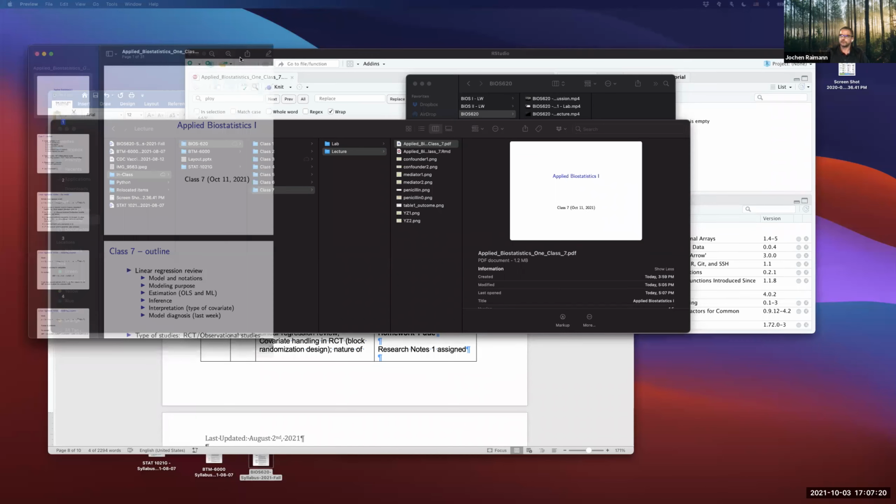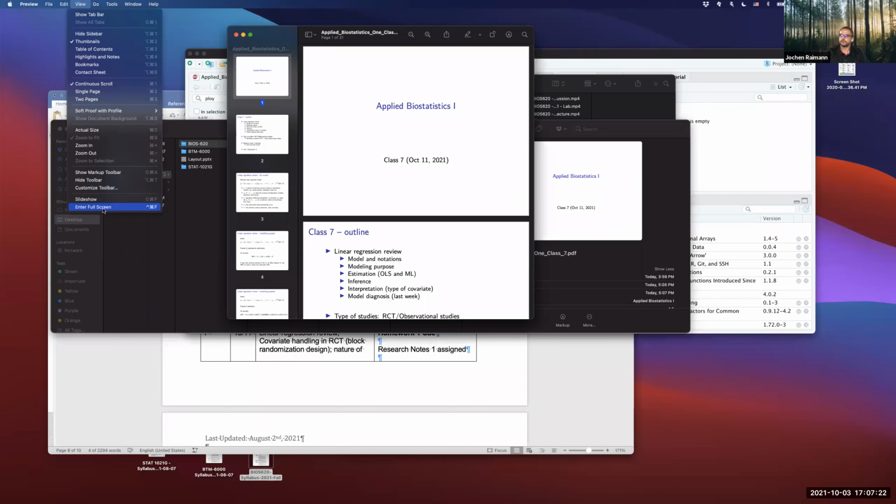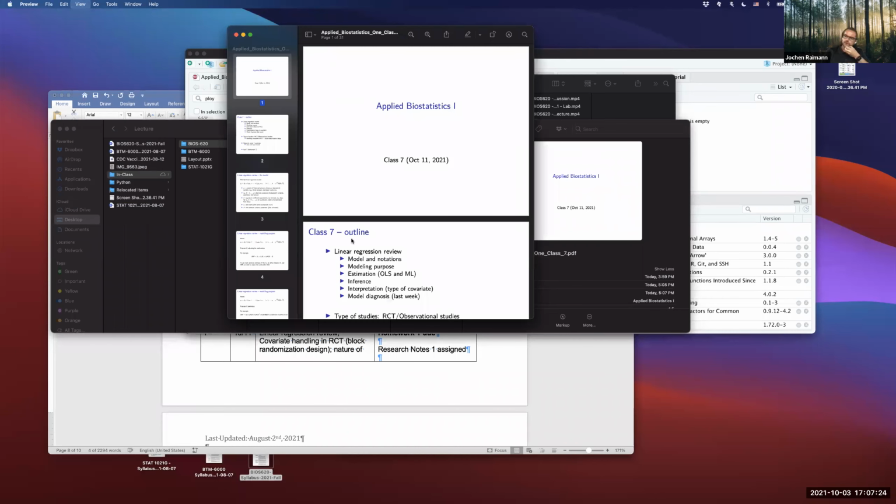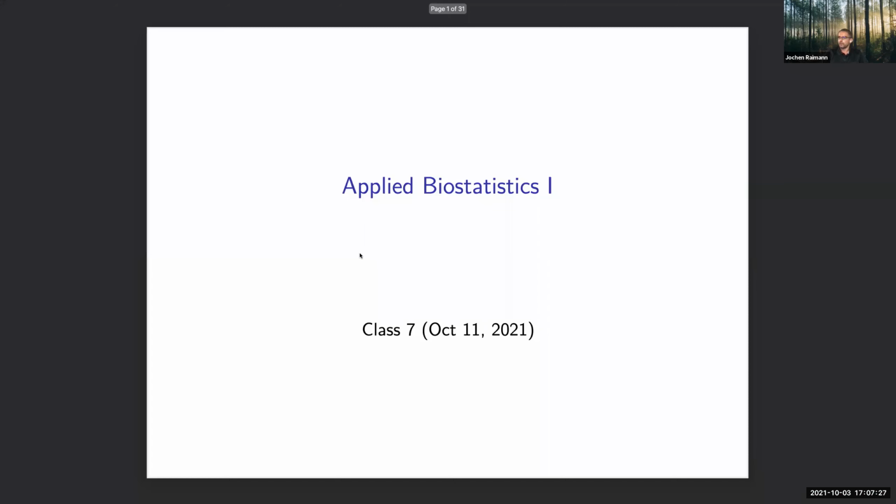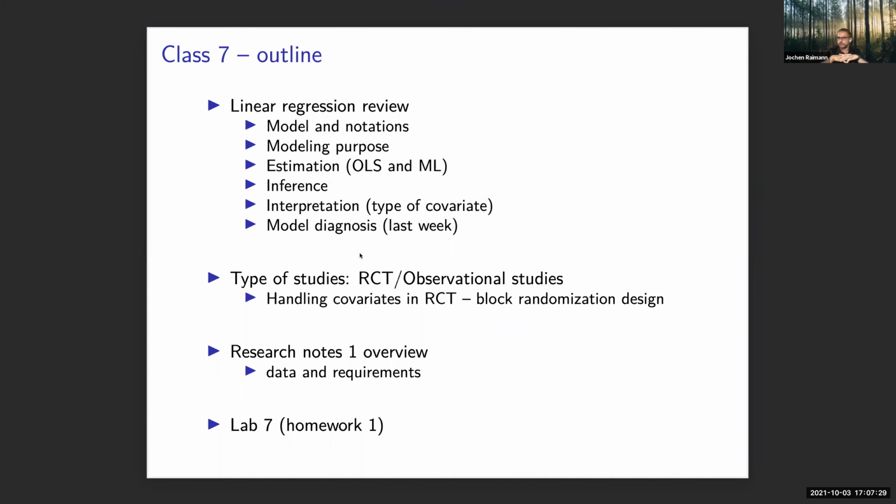So if we look at the slides now, let's get started. This is class 7. We will be talking about linear regression review. We will speak about modeling purposes, estimation using ordinary least squares and maximum likelihood. We'll talk about inference, interpretation, and the types of covariates that can be used in the models. We'll talk about model diagnosis, which we discussed last week, which is important to keep in mind for all purposes.